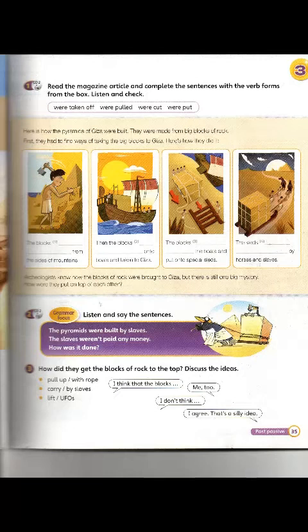In the second sentence, the slaves weren't paid any money. Weren't is the short form of were not. So it is a negative sentence. The slaves weren't paid any money. It means the slaves were not paid any money. So weren't is the short form of were not.